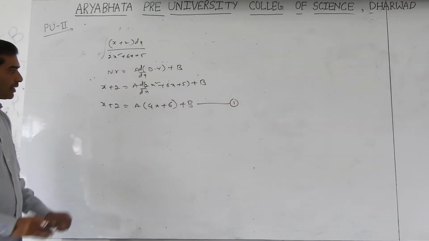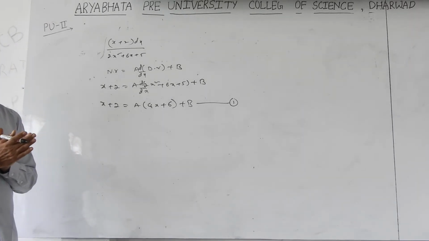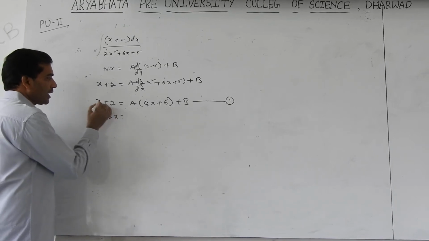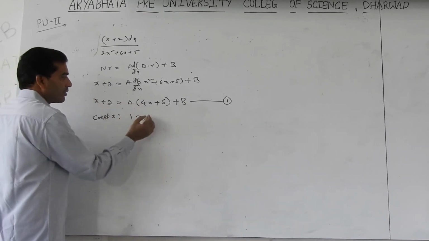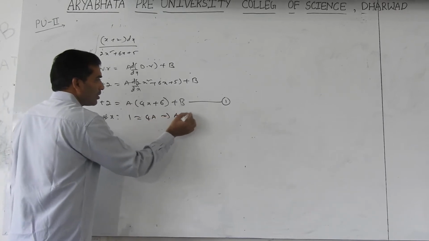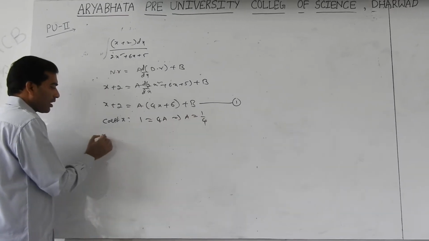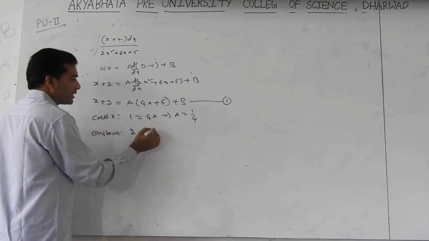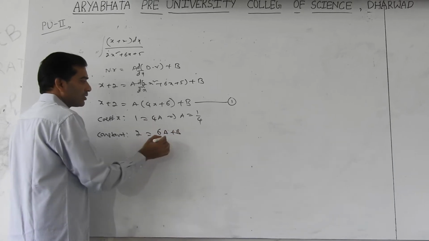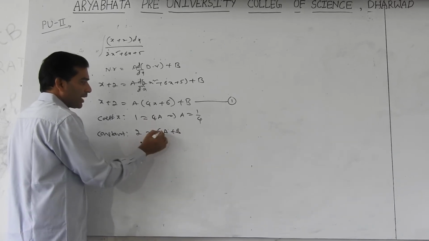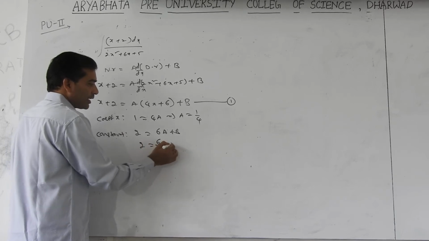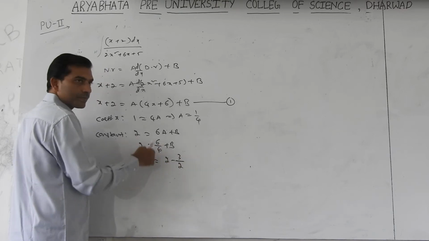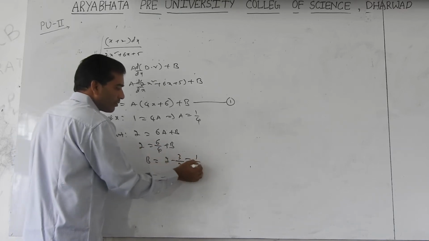Let's find A and B. By equating the coefficient of x and the constant, we get A and B. Tell me the coefficient of x. Coefficient of x, left side is 1, right side is 4A. Therefore, A is equal to 1 by 4. Next, constant: left side is 2, right side is 6A plus B. So 2 is equal to 6 by 4 plus B. B is equal to 2 minus 3 by 2, which is equal to 4 minus 3 by 2, that is 1 by 2.